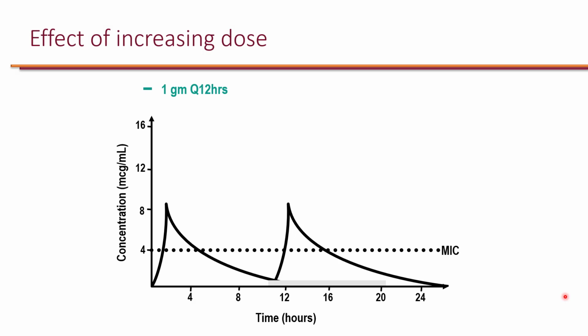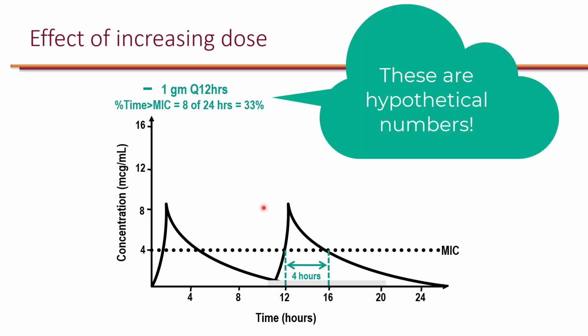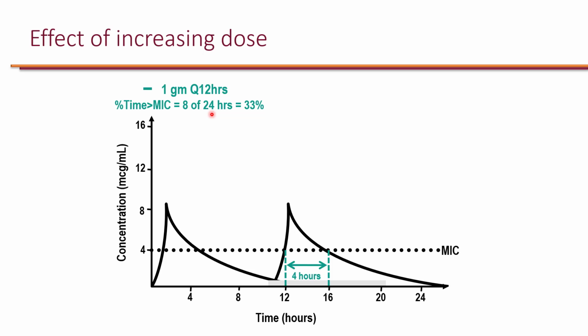Now let's take a look at pharmacodynamics of beta-lactams. Let's use cefepime as an example. So let's say you're infusing cefepime 1 gram every 12 hours. So you give this twice a day. Every time we give a dose, the amount of time that the concentration goes above MIC is about 4 hours. So overall, over a 24-hour period, you have 4 hours here and 4 hours here. So overall, you have 8 hours out of 24. So the time above MIC for 1 gram every 12 hours of cefepime is about 33%.